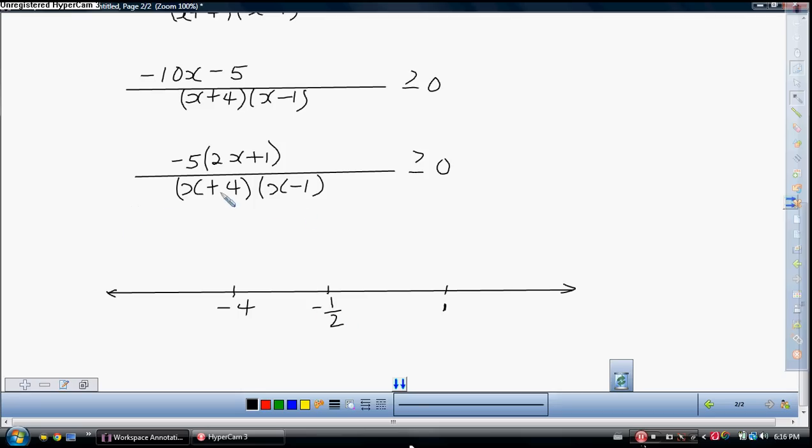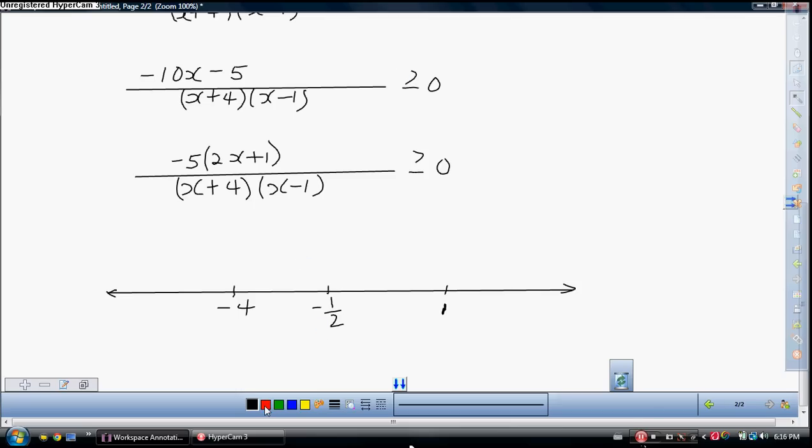I want you to notice here that if x is negative 4 or x is 1, this expression is undefined. So x equals negative 4 and x equals 1 cannot be part of my solution. So we have 4 intervals, and I'm going to plug in values within these intervals to see if it satisfies my inequality.